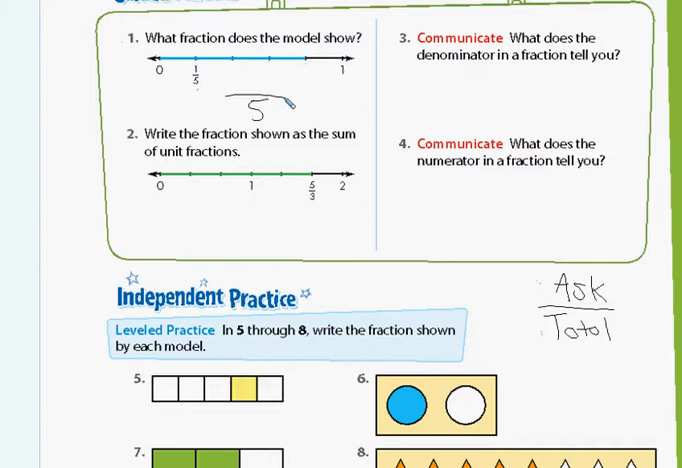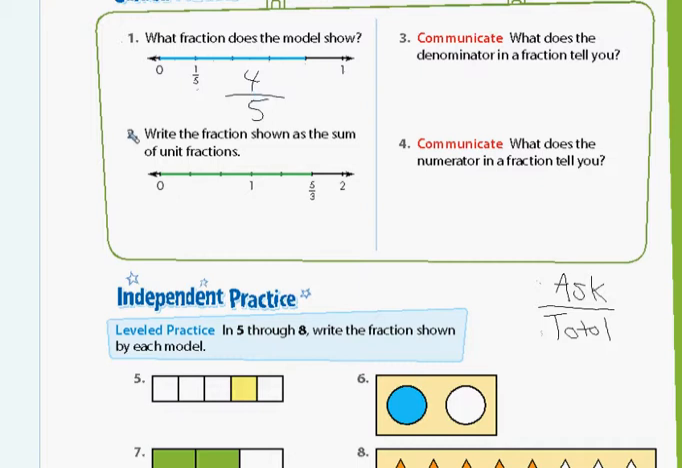Now, I want to go ahead and see how many of those pieces are shaded blue. How many of those pieces are actually shaded blue, Esra? 4. So there's 4 pieces of them shaded blue. 1, 2, 3, 4 pieces there. So the fraction right there is 4/5. That's what that number line is representing.